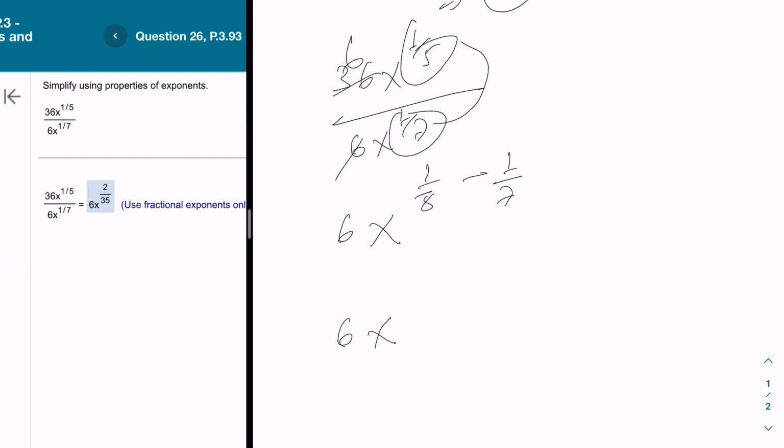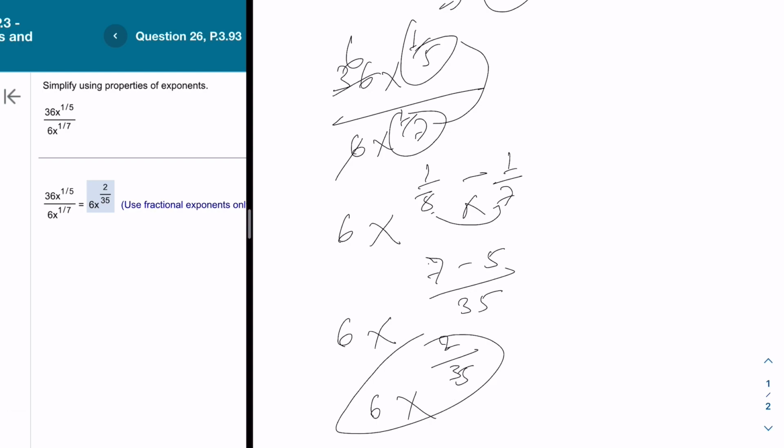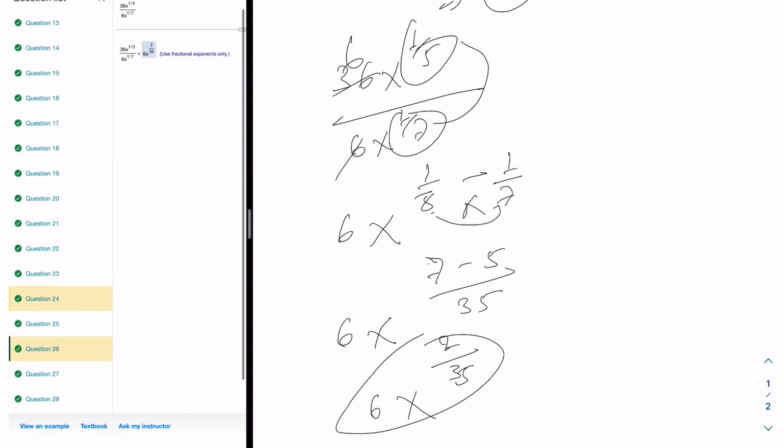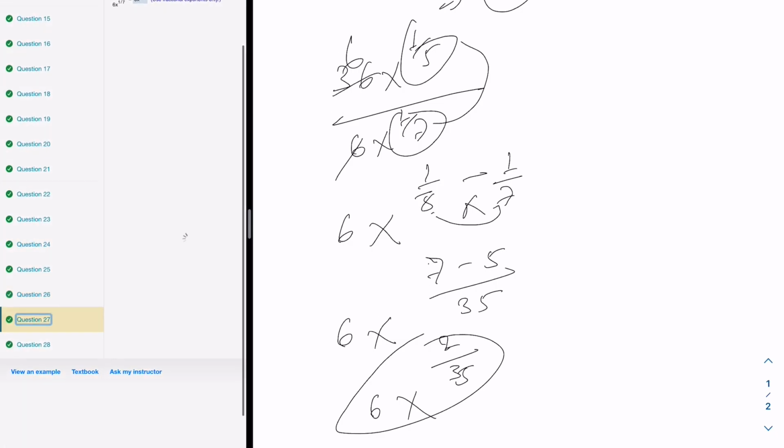6x, 7 minus 5 by 5 into 7. 7 5s are 35, then 6x, 7 minus 5 is 2, so 2 by 35. Okay, this is the answer. 26 is done.